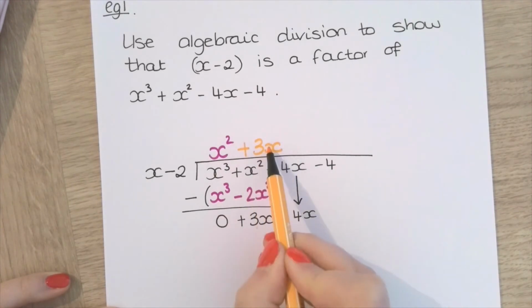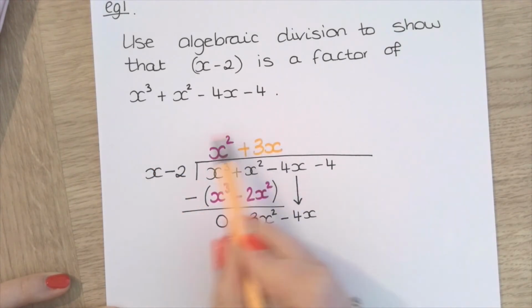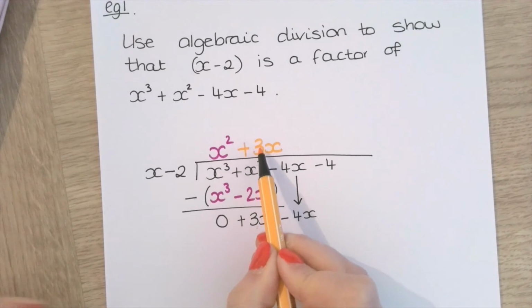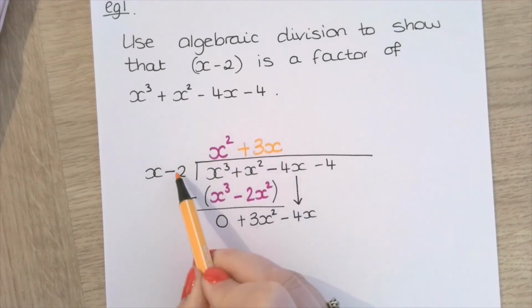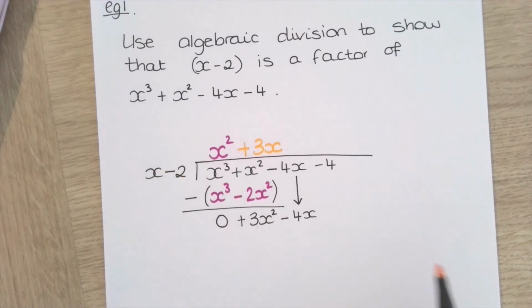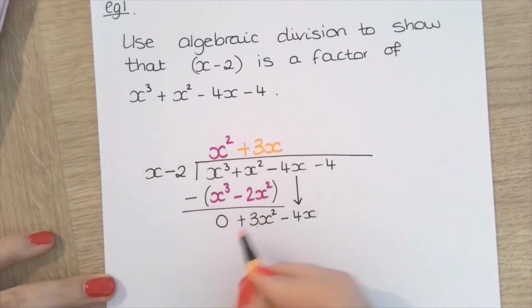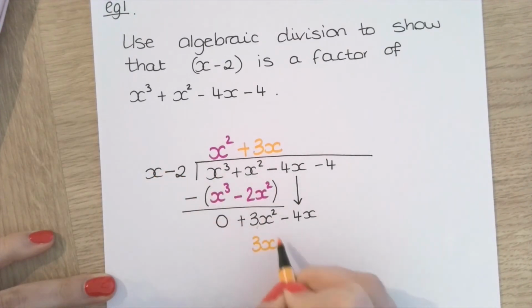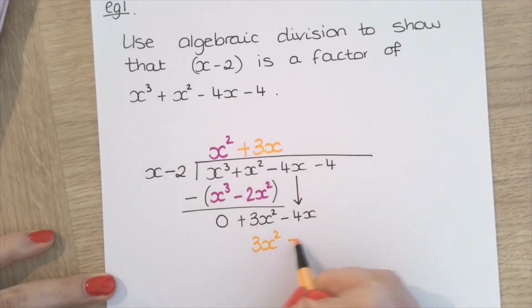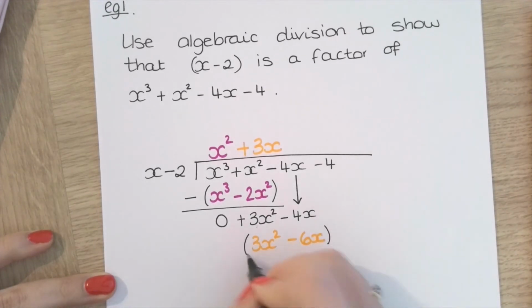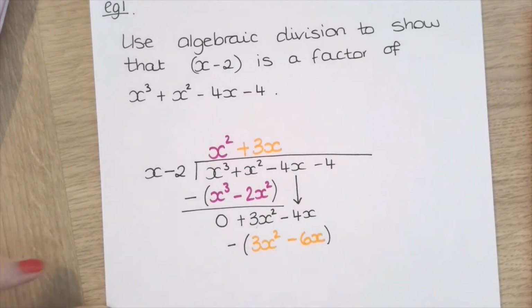Once I've got this, I'm going to multiply this by each of those terms. So 3x times x is going to get me 3x squared. 3x times negative 2 is going to get me negative 6x. And again, I then subtract this.